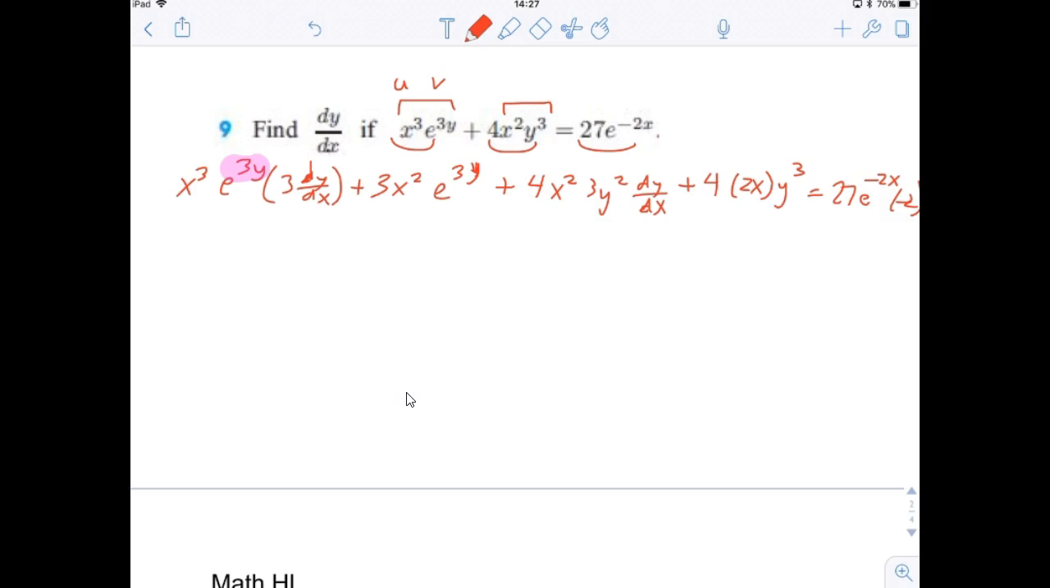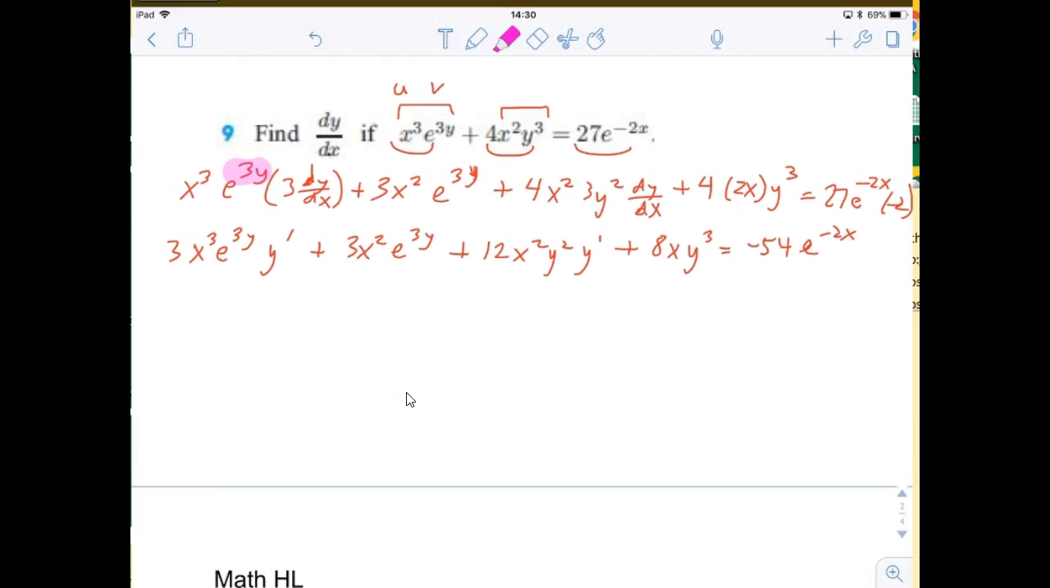Let's see if this simplifies at all. We'll just rearrange it so the coefficients are maybe in front. 3x cubed e to the 3y dy dx plus 3x squared e to the 3y plus 3 times 4 is 12, x squared y squared dy dx plus 8x y cubed equals negative 54 e to the negative 2x.